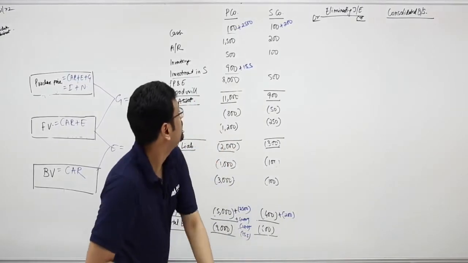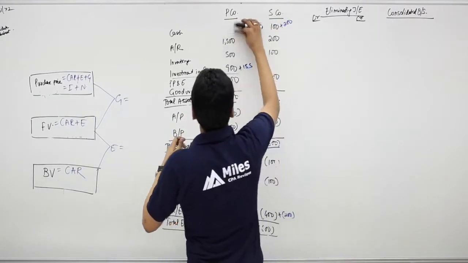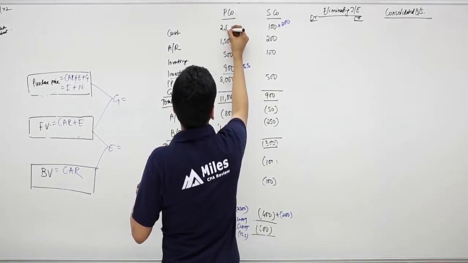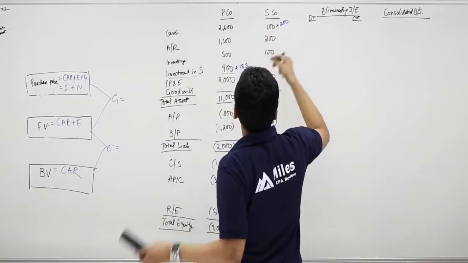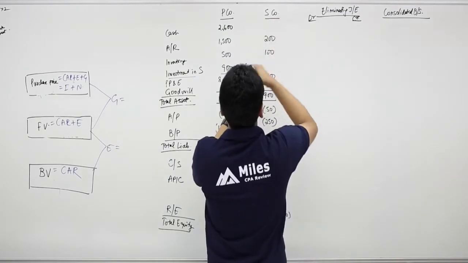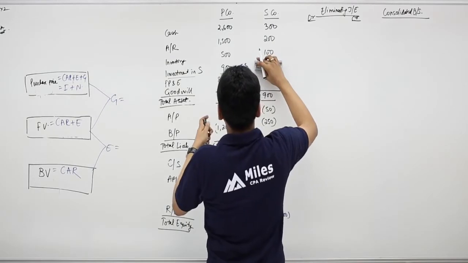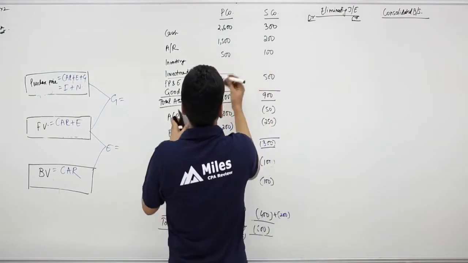I'm back. So this one becomes 2,600, cash 2,600, cash for the subsidiary becomes $300, investment becomes 1,055.